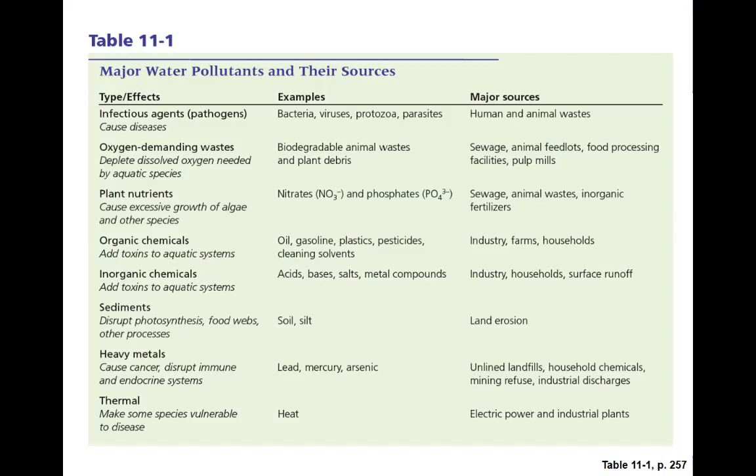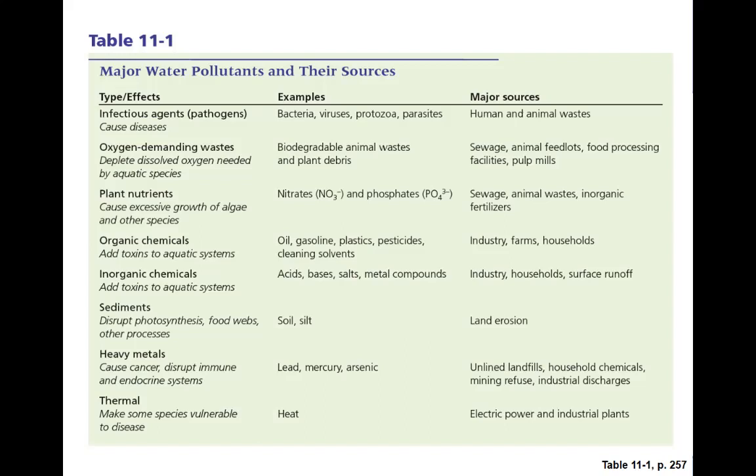We have our organic chemicals. This is what you see in most of the movies when we start thinking about petroleum products, oil, gasoline, pesticides, cleaning solvents, these being dumped into rivers and lakes, etc. This is typically from industry, households, farms. Inorganic chemicals, same sort of thing: acids, bases, metal compounds, also from households and industry, but you get some of these from surface runoff as well.